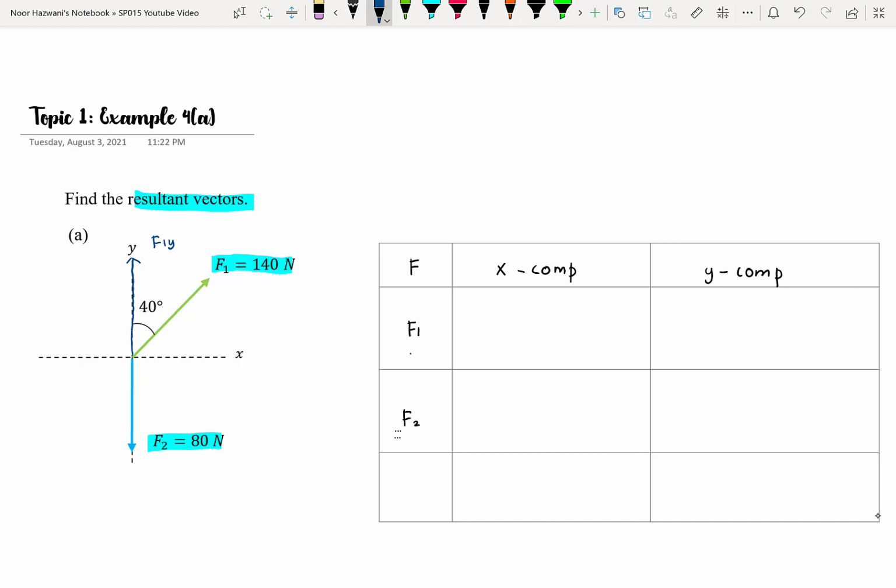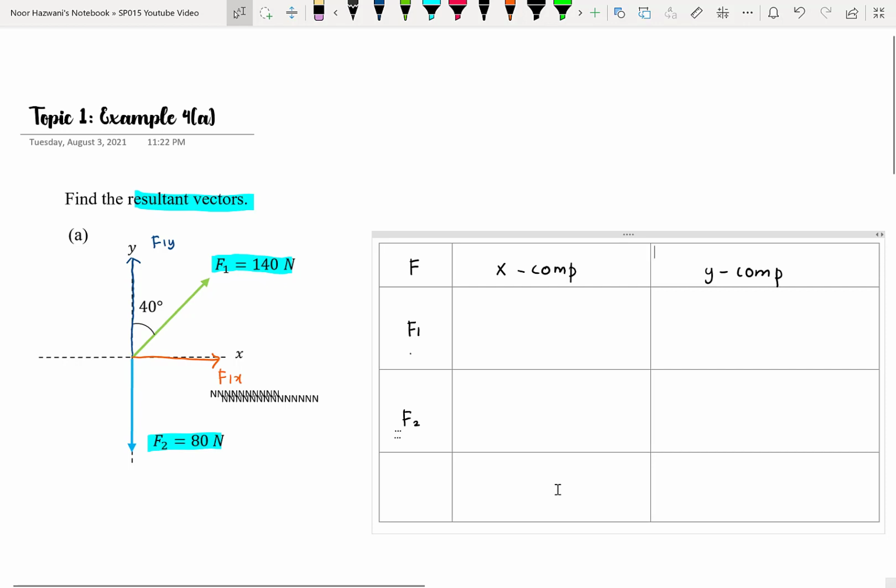and this one we have F1X. Okay, and then after that, when you have to resolve, so you have to think either we're gonna use cos or sine. Okay, so the simplest way adalah kita buat complete triangle. Okay, so I akan buat macam ni lah, complete triangle.